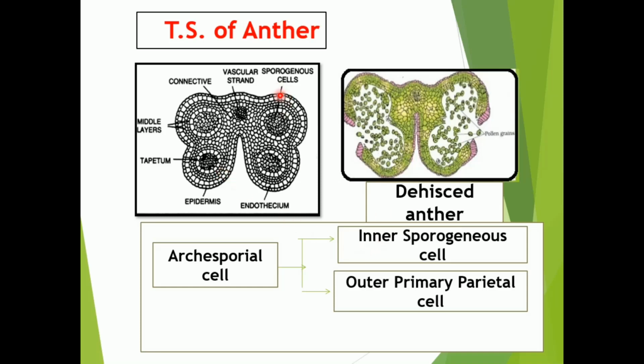Now in the next figure, this is the figure of a dehisced anther. What is the meaning of dehisced anther? After maturity, the wall of this anther gets dried, the wall is totally ruptured and it liberates the pollen grains. Such a mechanism is called dehiscence.